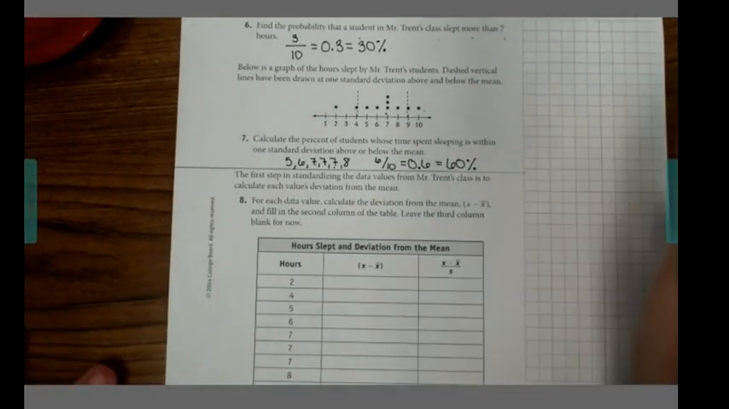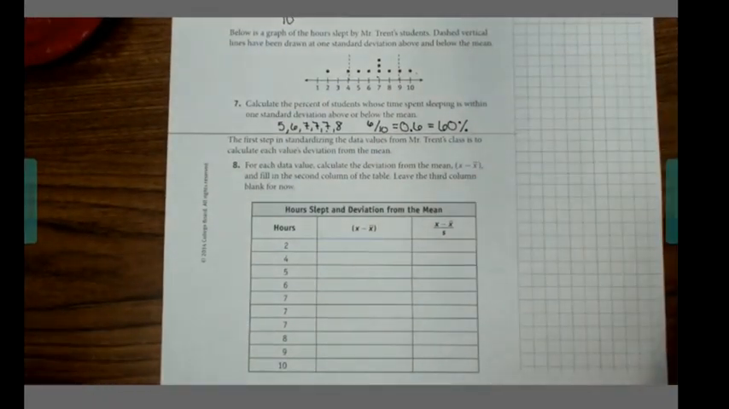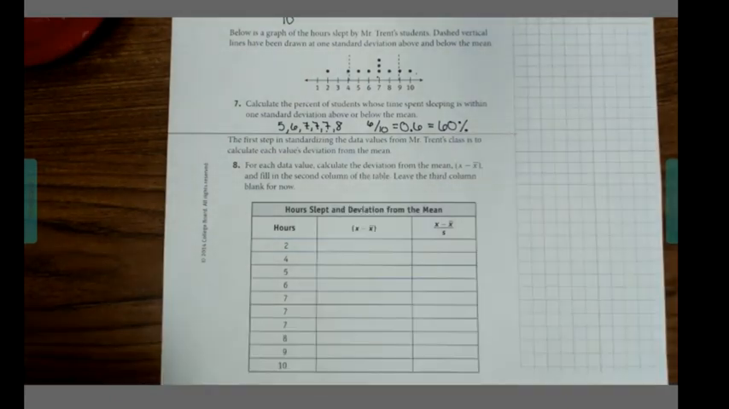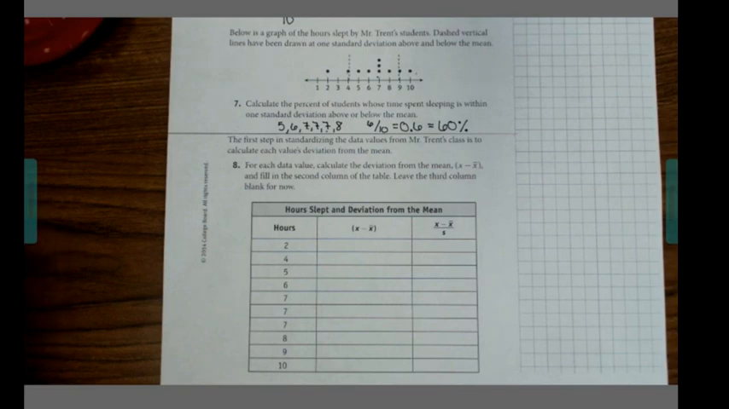All right, the third chunk of our lesson covers questions 8, 9, and 10. So we're going to start here. It says the first step in standardizing the data values for Mr. Trent's class is to calculate each value's deviation from the mean. For each data value, calculate the deviation from the mean by doing x minus x with the line over it, which is, remember, the mean, and fill in the second column of the table. Leave the third column blank for now.